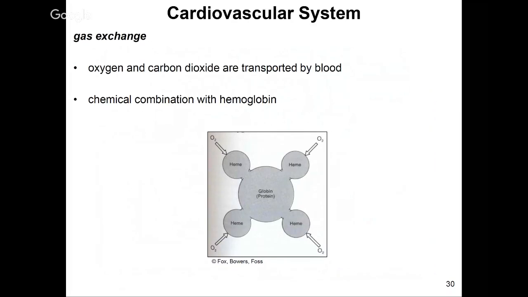One thing to keep in mind is hemoglobin. It's in the red blood cell, and it transports oxygen in the blood. So oxygen will bind to the hemoglobin. Once it does that, it makes it turn red. So that's why your arterial blood is red and your venous blood is blue.